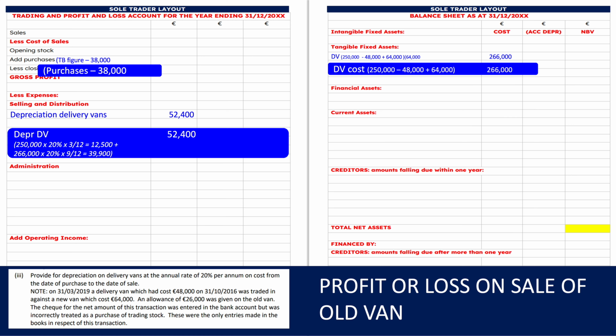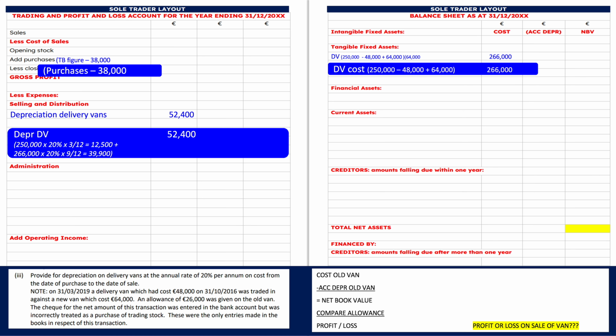Then we'll work out profit or loss on sale of old van. So our formula is cost minus accumulated depreciation on the old van is equal to the net book value, so the amount that it was worth when it was sold. We compare that then to the allowance, and that tells us whether we made a profit or a loss.